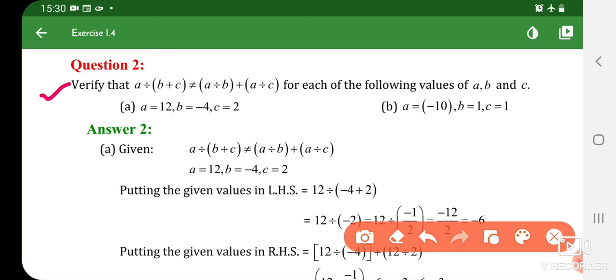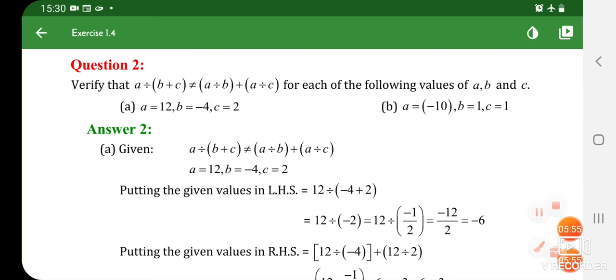Verify that A divided by (B plus C) is not equal to A divided by B plus A divided by C. This sign is equal and this sign is not equal. For each of the following values of A, B and C, here are given A equal to 12, B equal to minus 4 and C equal to 2. So we have to verify that this answer is not equal. Okay, let's see the solution.